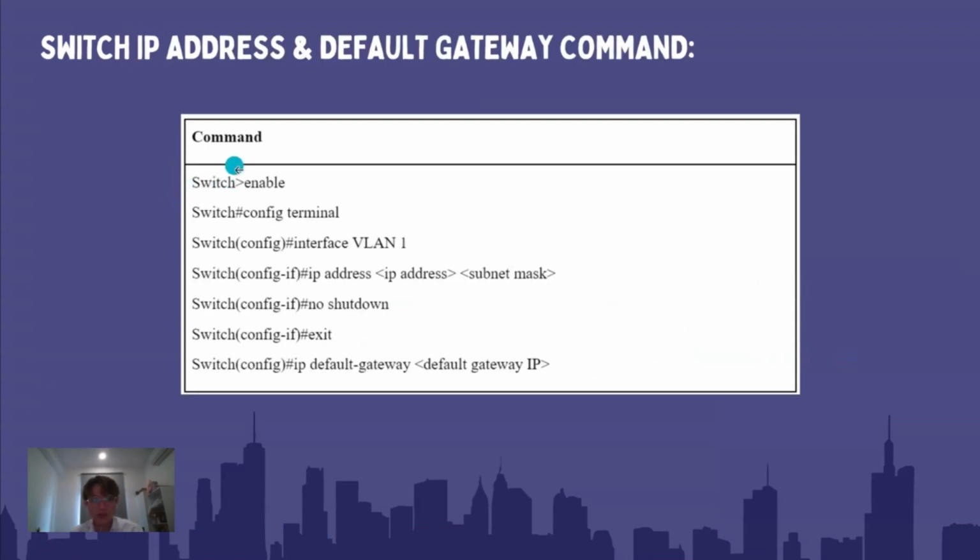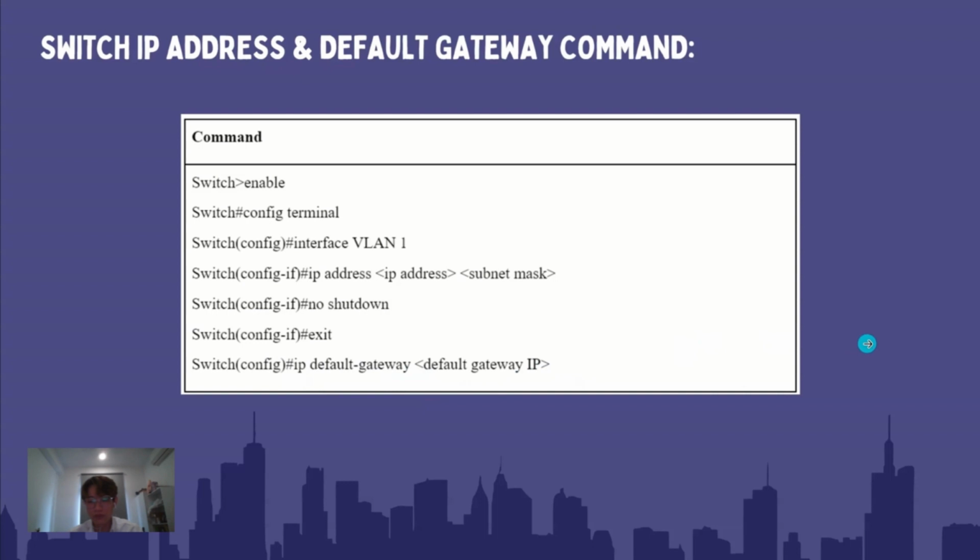So this is the set IP address and default gateway command for the switch. We use enable, configure terminal, then we need to select the interface, then we assign the IP address here and the subnet mask value here. Then we have this no shutdown in order to change the administrative mode from down to up for this interface. Then we exit it, then we assign the default gateway value here, following with this keyword.